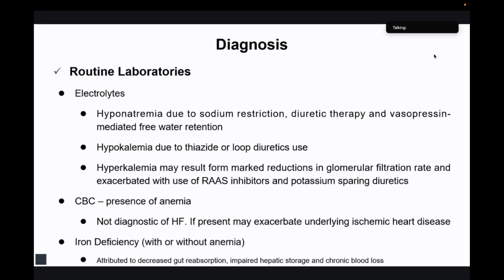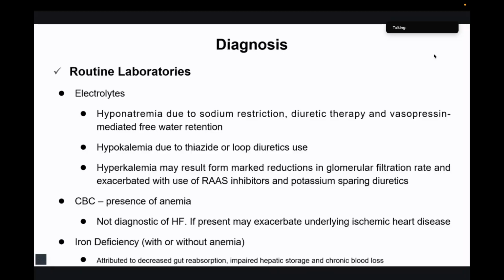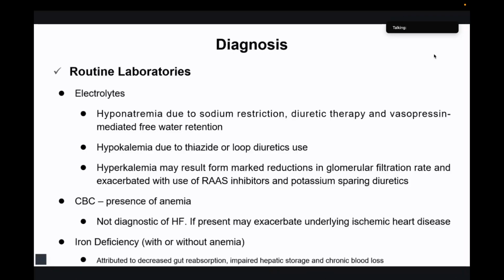Some of the routine labs that can be taken include your electrolytes. You may see hyponatremia due to sodium restriction, the use of diuretic therapy, and vasopressin-mediated free water retention. They can also present with hypokalemia due to the use of thiazide or loop diuretics as their medications. The presence of hyperkalemia may be the result of marked reductions in glomerular filtration rate and exacerbated with use of RAS inhibitors and potassium-sparing diuretics.